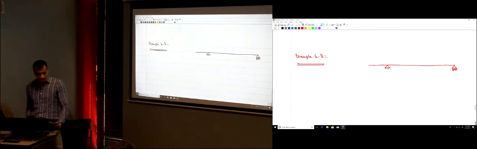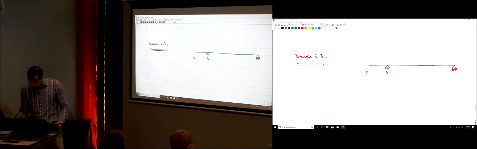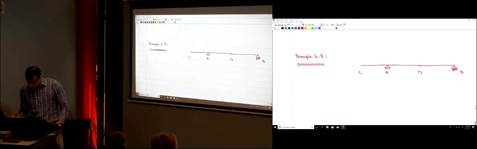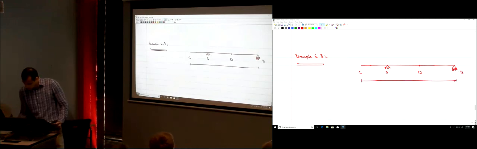So we have here a beam that is used to support a crane. This point is A. As you see here, it's an overhanging beam. A, B, C, D. Those distances are 1.5 meters, 1.5 meters, 1.5 meters.